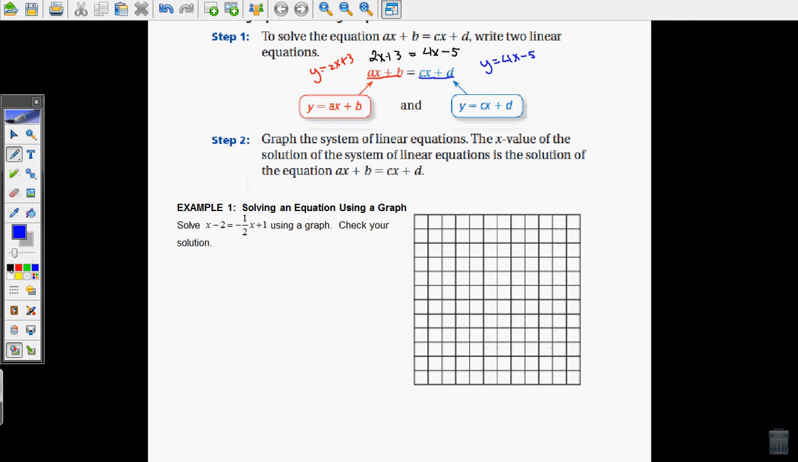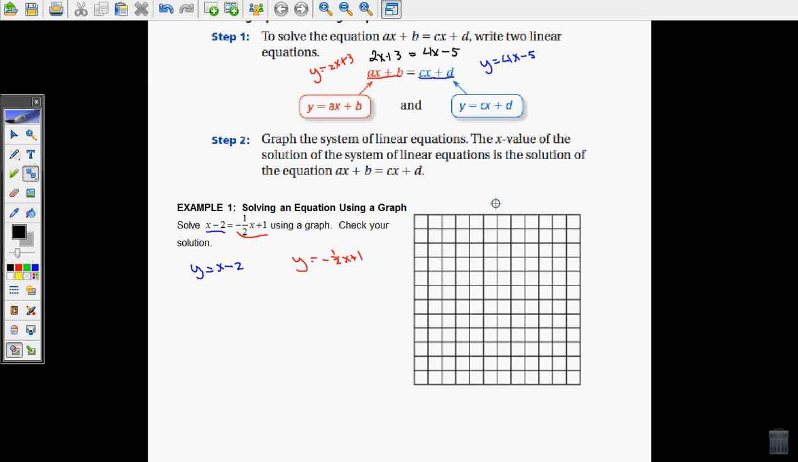So the example that I have for you, let's do blue for the first one, is x minus 2 equals negative 1 half x plus 1. The left side of the equation I'm going to use in blue. I'm going to think of that like y equals x minus 2. And the right side of the equation I'll do in red right here. I'm going to think of that as y equals negative 1 half x plus 1. And then I'm just going to graph each one separately.